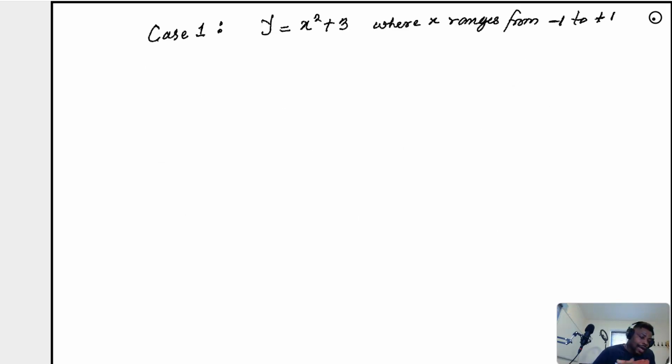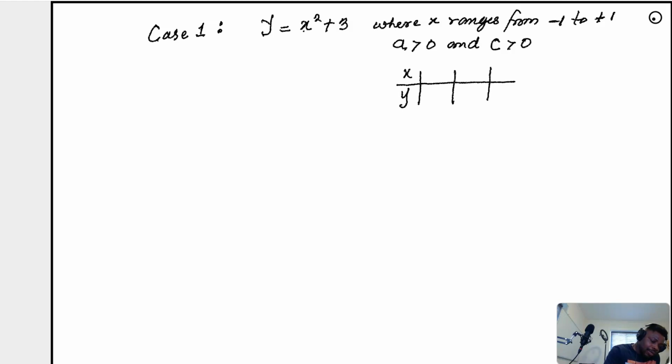So now for case 1, y is equal to x squared plus 3. That means a is greater than 0 and c also is greater than 0. And we want to try x ranges from minus 1 to plus 1. So I can say x and y: minus 1, 0, 1. We'll get the y values. You already know how to use this.